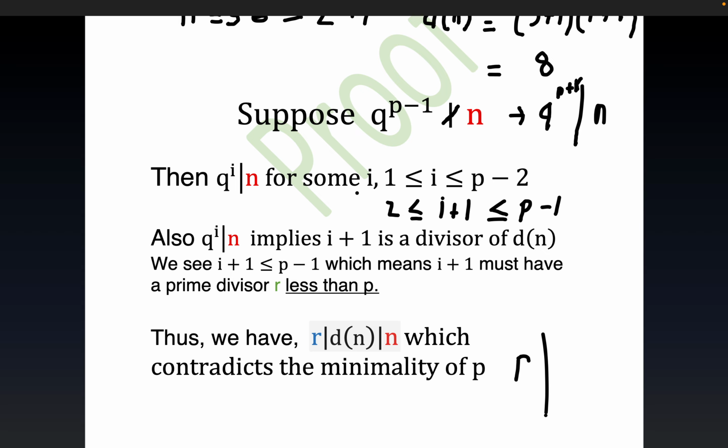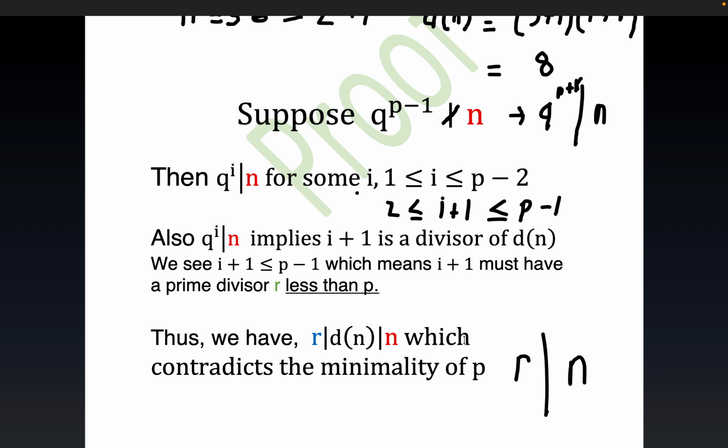So this would imply right here, just to be clear, r divides n, right? But you see, that r is a number that's less than p. We've already seen that also. r is a number less than p, that's just what we called it, okay? Since i plus 1 has to have a prime divisor, since it's greater than or equal to 2, right? So it's very cool. So this is a contradiction.